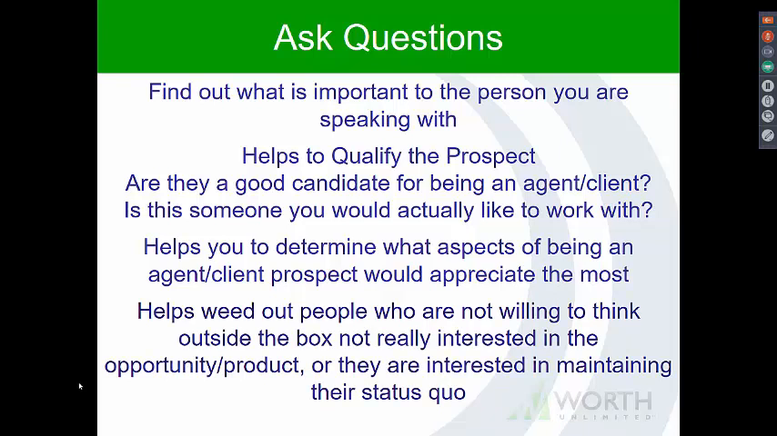The other thing about using qualifying questions is it helps weed out people who are not willing to think outside of the box, not really interested in the opportunity or the product, or they're interested in maintaining the status quo. Don't spend a lot of time talking to people that don't have any interest. Open up with some questions. Ask them some things. What are you trying to accomplish? Maybe it's not getting out of debt. Maybe they need a retirement plan.